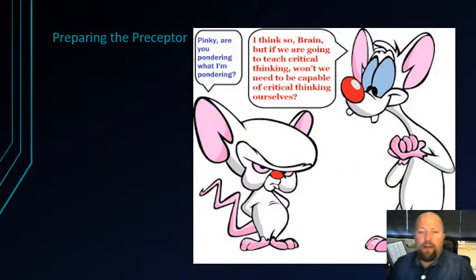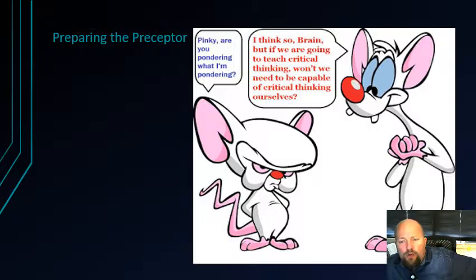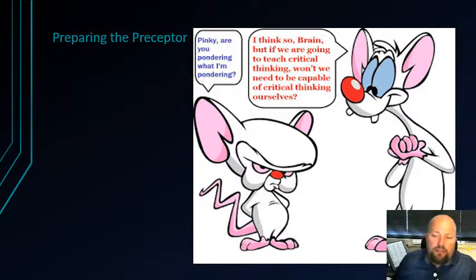So again, this particular cartoon says, Pinky, are you pondering what I'm pondering? And then he says, I think so, Brain. If we are going to teach critical thinking, don't we need to be capable of critical thinking ourselves? That's what we're leaning toward: it's very difficult to teach and educate somebody if you yourself are not knowledgeable in that particular area. So it's very important that you obtain the information and knowledge in order to be successful as a preceptor, and knowing your field and knowing medicine is ultimately very important.